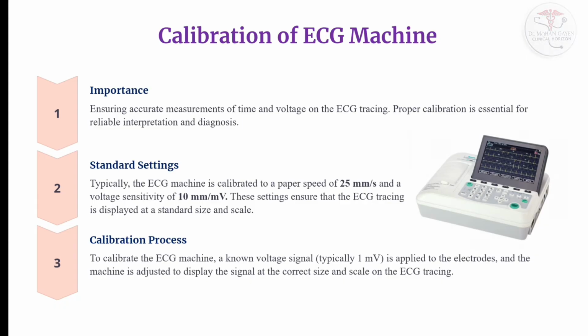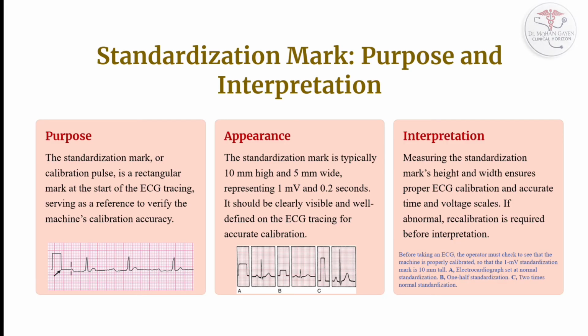interpreted reliably. The standardization mark on an ECG paper serves to verify that the machine is properly calibrated. It is typically a rectangular mark at the beginning of the ECG trace, representing a 1 mV signal and measuring 10 mm high and 5 mm wide. This mark ensures that the time and voltage scales are accurate, allowing healthcare providers to measure the ECG's components correctly. By checking this mark, clinicians can be confident that the machine is recording ECG data with precision, which is critical for accurate diagnosis and treatment.